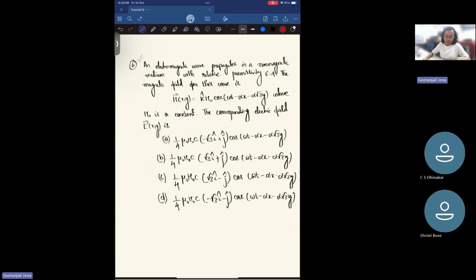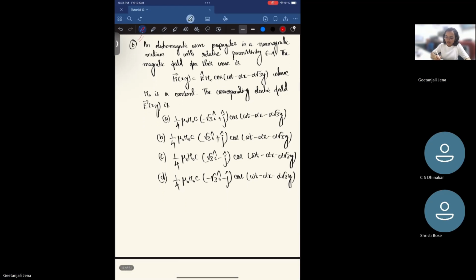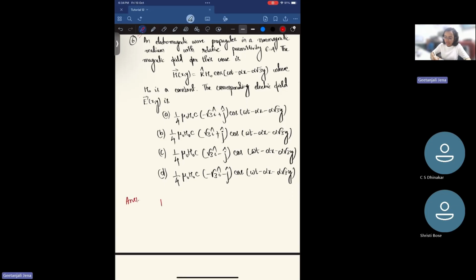For question number 6, there is an electromagnetic wave propagating in a non-magnetic medium with a relative permittivity epsilon of 4. The magnetic field for this wave is given as H of x, y is A k x0 cos of omega t minus alpha x minus alpha root 3 y. X0 is a constant. It's not a function of x and y. So for this field expression, you need to find out what is the electric field.